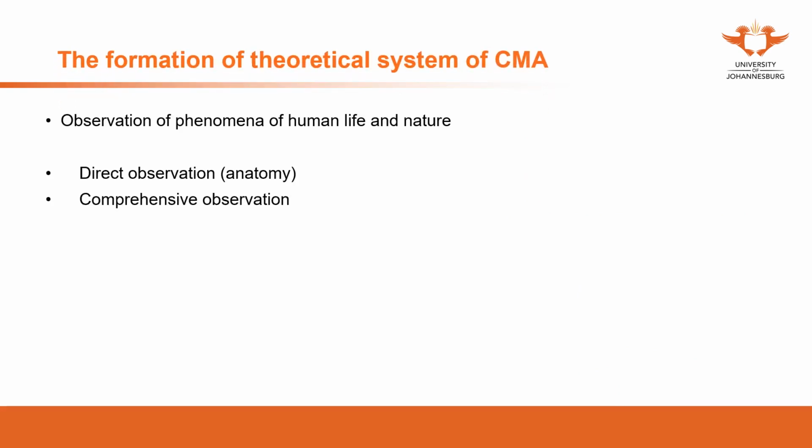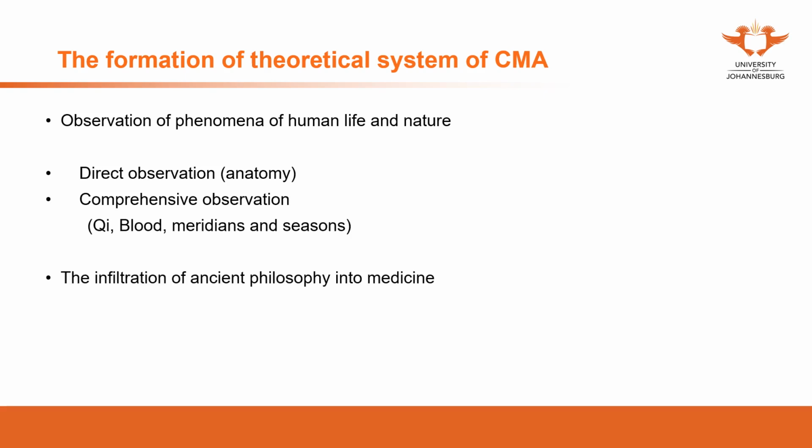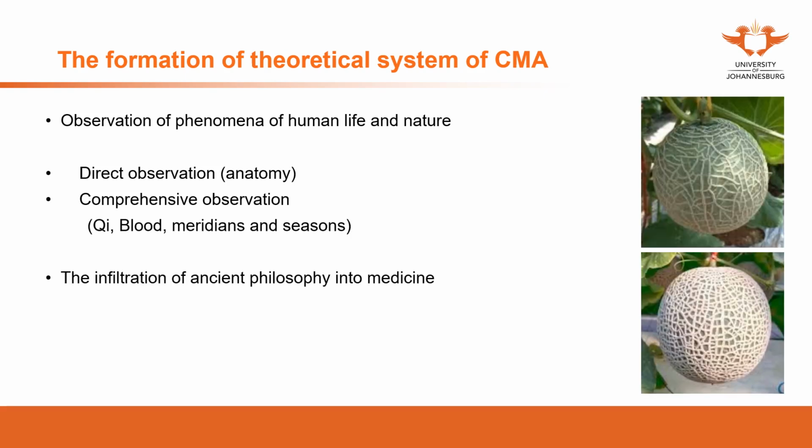So how were these theories discovered, or how did the Asian people come to understand the philosophies and theories? The first method is observation. The observation includes direct observation and comprehensive observation. Direct observation means they observe the human body directly.